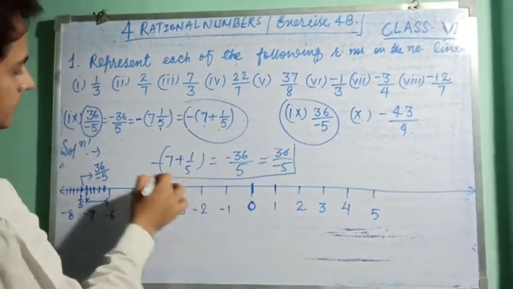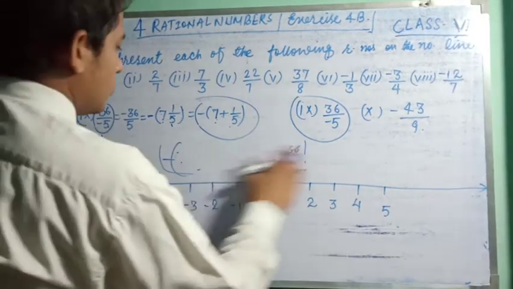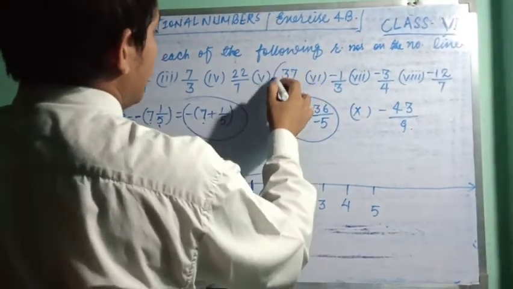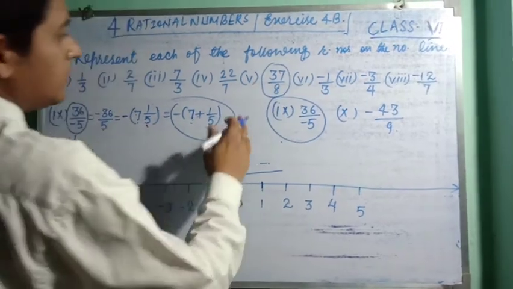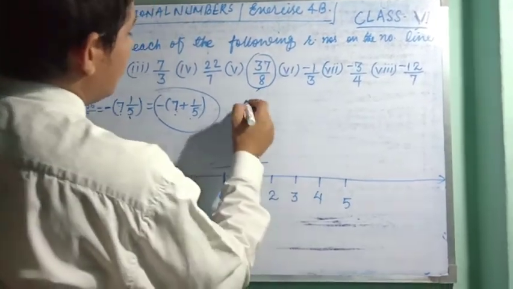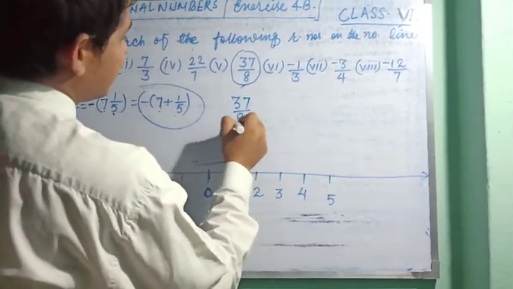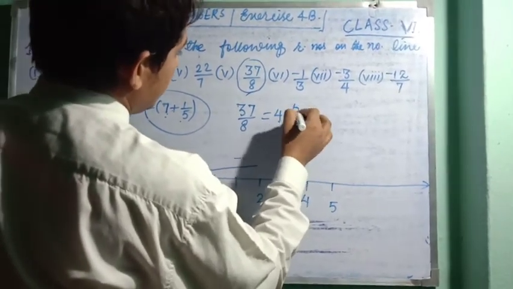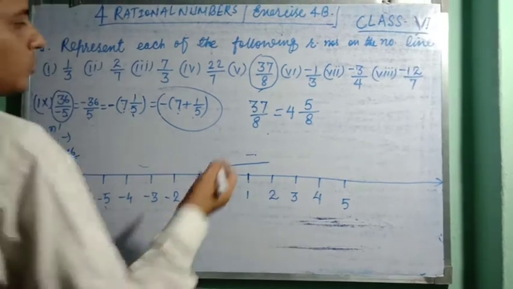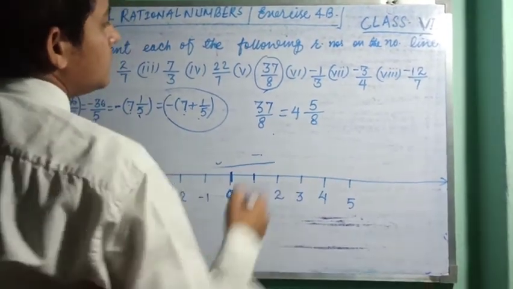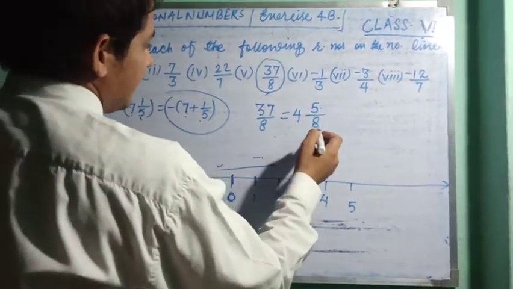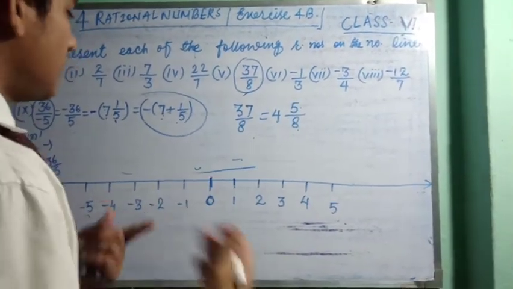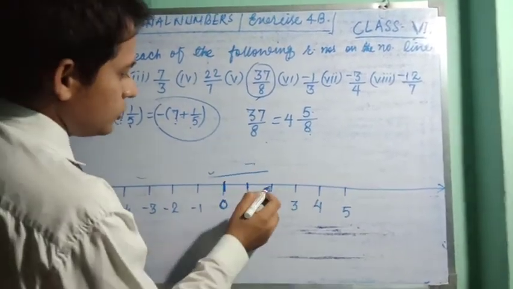Now the next question, question number 5. Have a look. Question number 5 can be written as 37 by 8, because 8 times 4 is 32, and 32 plus 5 is 37 by 8. This is a positive number, so it can be represented on the number line on the positive side. This is 1, 2, 3.